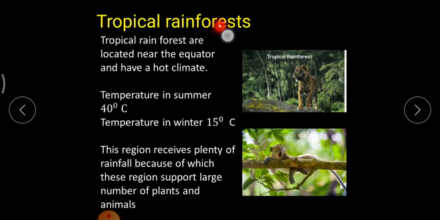In short, tropical rainforests are the areas which are located near the equator. Here the temperature in summer is 40 and in winter is 15. Here plenty of rainfall is there, because of which plants and living creatures start to develop over here.